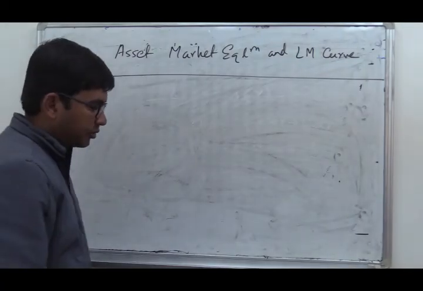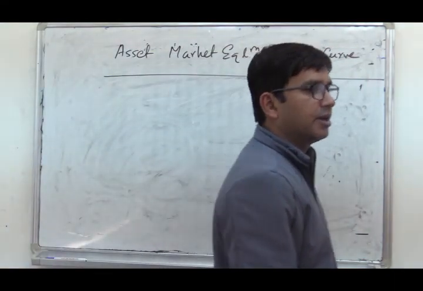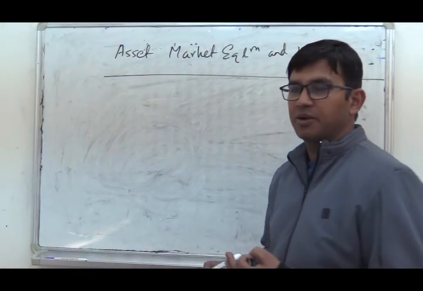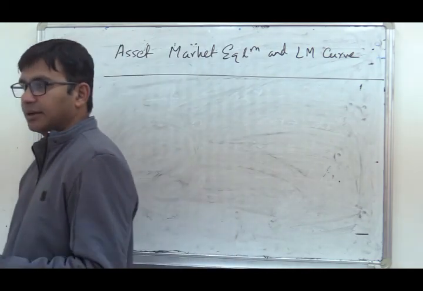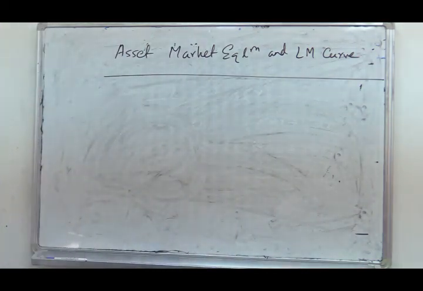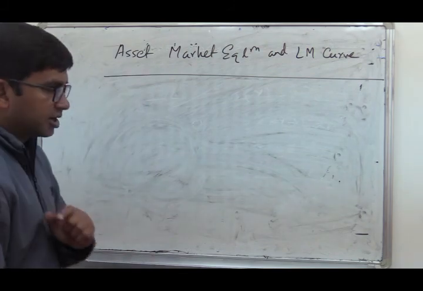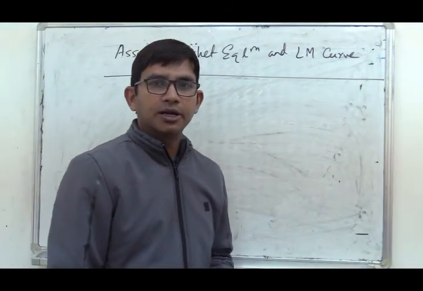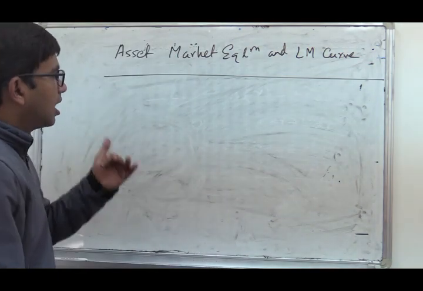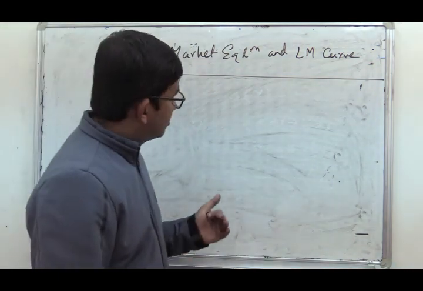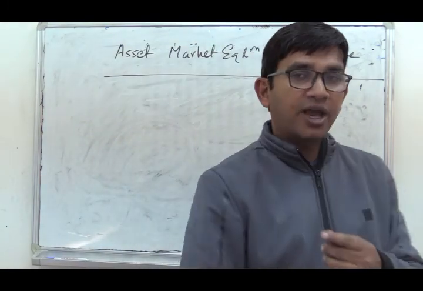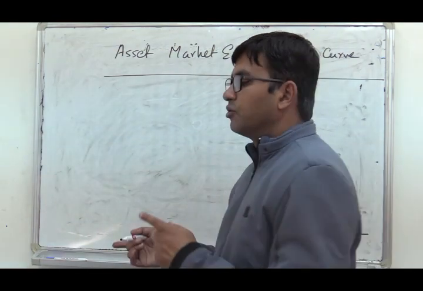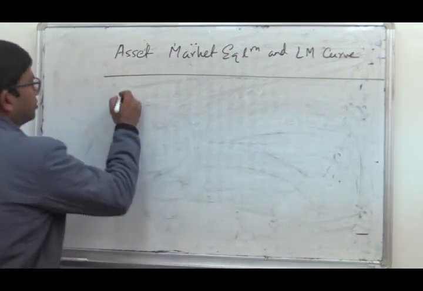The asset market equilibrium or money market equilibrium will be determined by the interaction of demand for money and supply of money. So here we'll consider the demand and supply of money in real terms. We can do it in nominal terms also, but our objective of studying the IS-LM framework is to finally find out the demand curve of an economy. So that's why we will introduce price also.